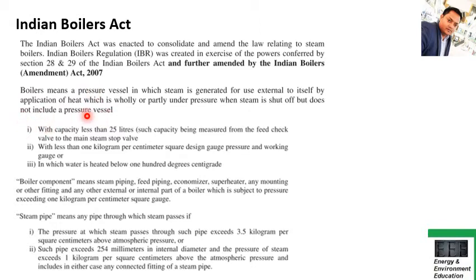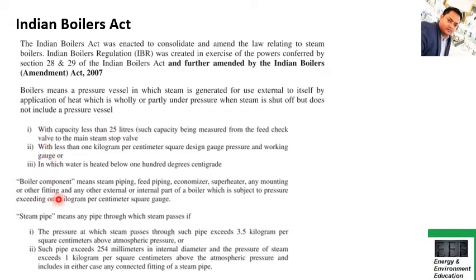When you cannot include any equipment or pressure vessel as a boiler, friends, you have three things to understand here. If its capacity is less than 25 liters, then you cannot consider the vessel a boiler. Also, with less than 1 kg per centimeter square design gauge pressure and working gauge pressure, or in which water is heated below 100 degrees centigrade. If it is heated below 100 degrees centigrade, it is not generating steam, that's for sure, friends. So these three are the criteria. If they apply, then you cannot consider the vessel a boiler, friends. A vessel is excluded from being a boiler only when these three criteria are met, friends.